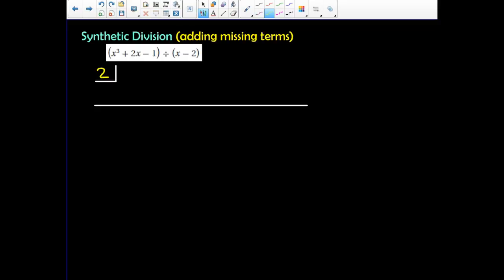All the coefficients, even the missing ones, of this dividend, I think that's the fancy word for that part, are going to go right here. 1, 0, because we're missing an x squared term, 2, and -1. So now it's all set up and ready to roll.